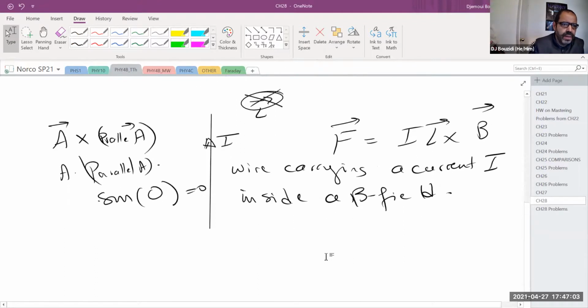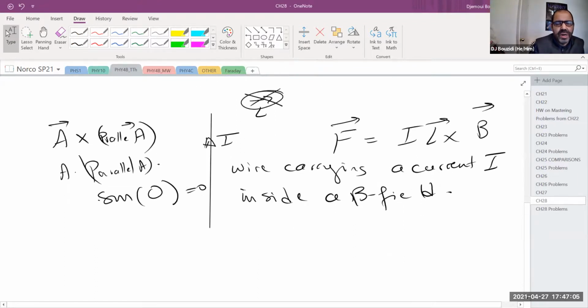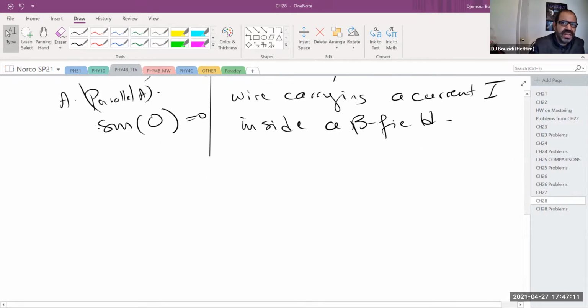We're done. Okay. But if it's any other direction, then of course there is a finite value for theta, and that will give you a finite value for the cross product. So this is in a nutshell what we saw in chapter 27. Okay. Chapter 28 deals with the sources of magnetism.